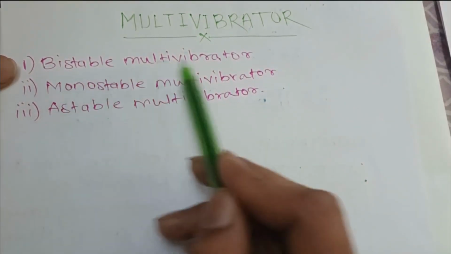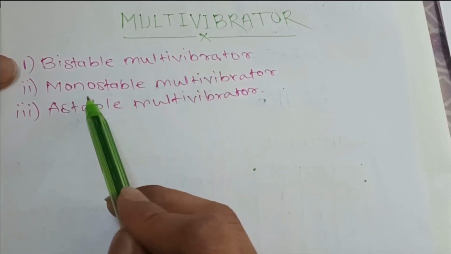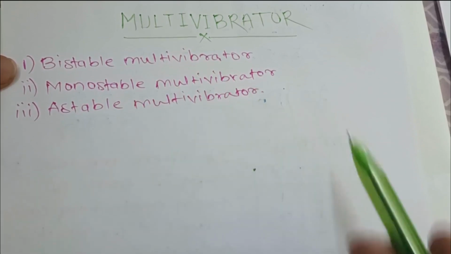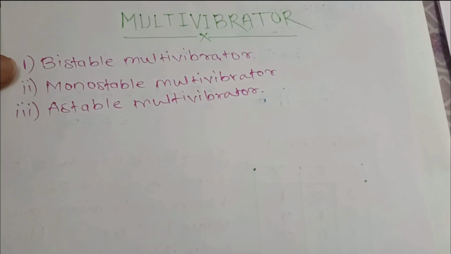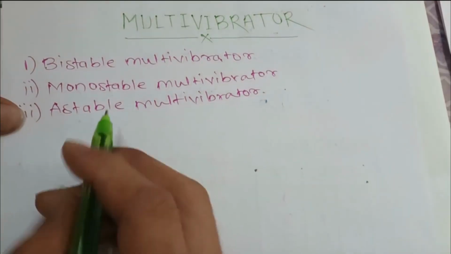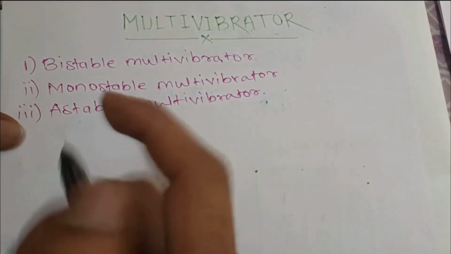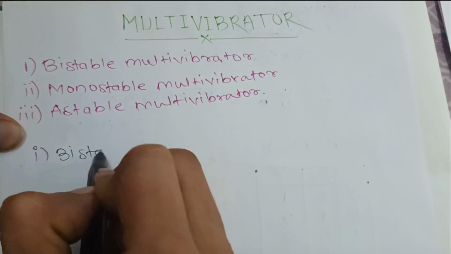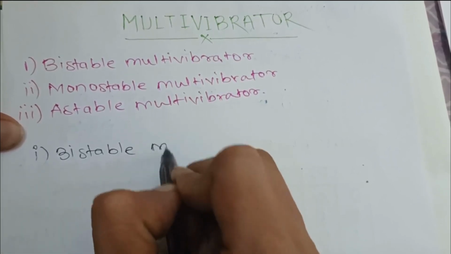So on the basis of that, we have three types of multivibrators. First one is bistable multivibrator. Second one is monostable multivibrator. Third one is astable multivibrator. We are going to see one by one what those are. Okay. So first one is bistable multivibrator.